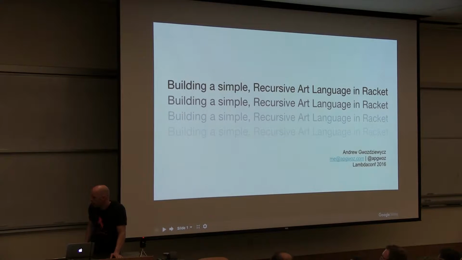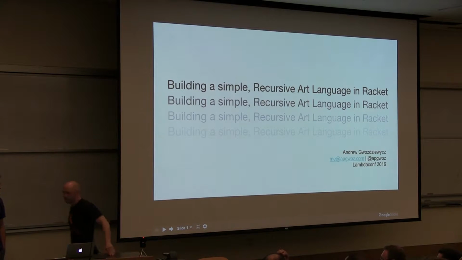Okay, and up next we have Andrew. Andrew, someone or other. He can pronounce that himself. Who's going to be speaking about building a simple recursive art language in Racket. Racket is a really cool language. It sounds like a fascinating talk. Maybe. We'll see.